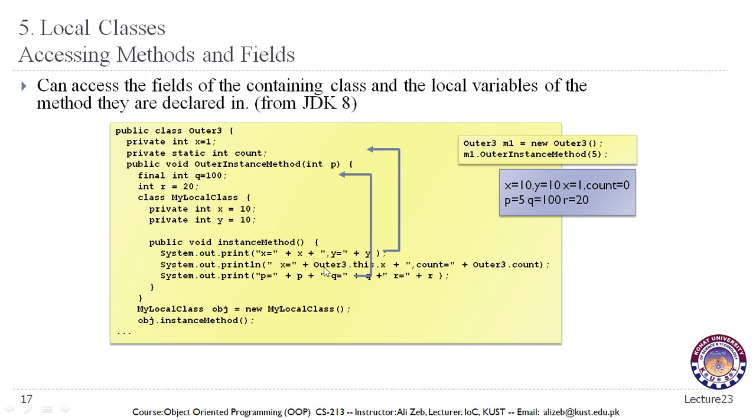The value of x for the outer class is 1, so this is where we get the value of x using this statement. And then there is this static variable count, and we are able to access that with the name of the outer class. And as you can see, we can print the value for that from within the local class, and similarly we are able to print the values for the local variables as well.